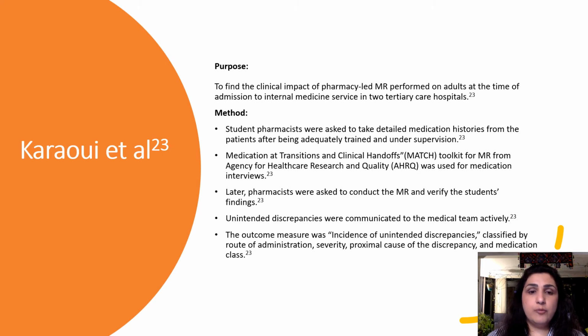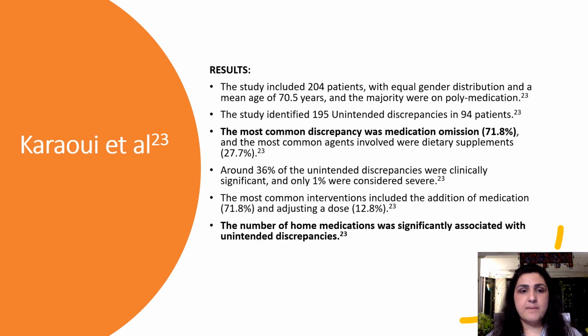The outcome measure that was used here was the incidence of unintended discrepancies, classified by the route of administration, severity, proximal cause of the discrepancy, and the medication class. What we found in the results of the study included 204 patients with equal gender distribution and a mean age of 70.5 years, and the majority were using multiple medications. The study identified 195 unintended discrepancies in 94 patients. The most common discrepancy was medication omission, and the most common agent involved was dietary supplements.